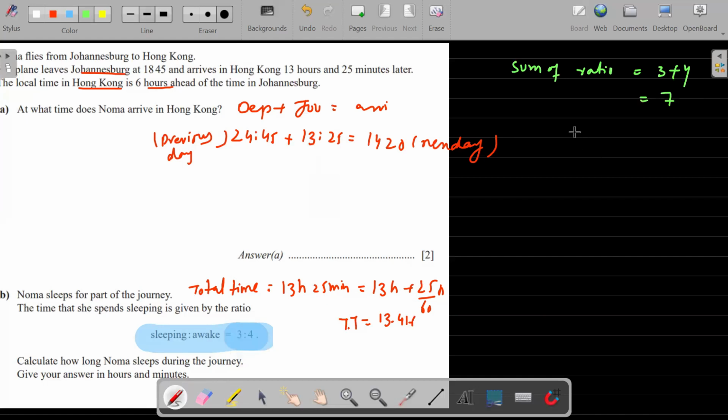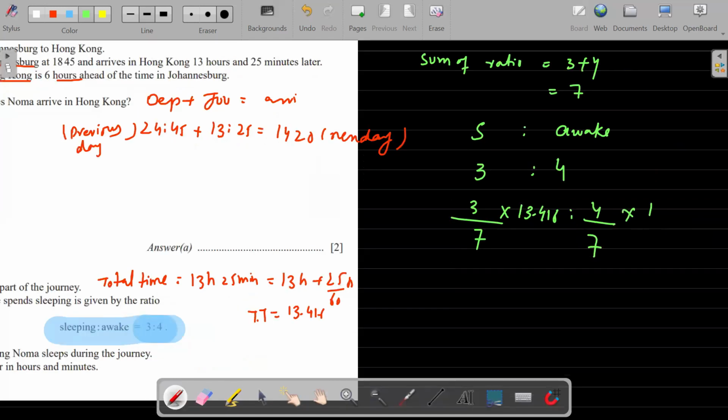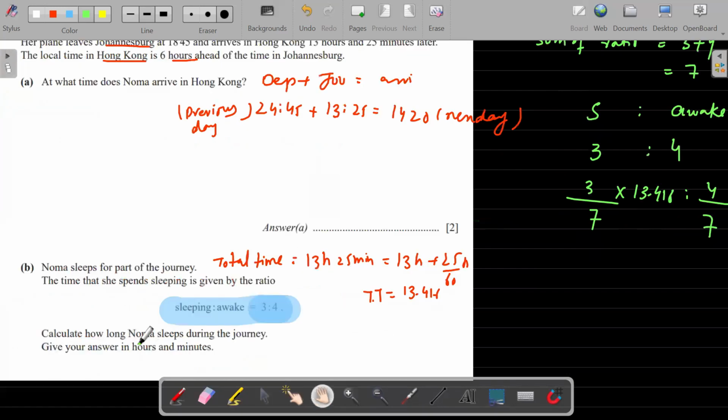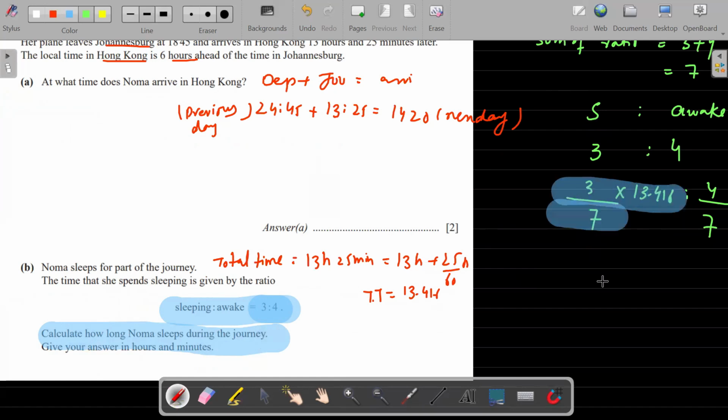Now, step number 2: divide each part of the ratio by the sum of the ratio, sleeping and awake, so it is 3 to 4, and multiply it by the total time, which is 13.416. Same way, 4 by 7 times 13.416. But our question says we are supposed to figure out the time for only this portion. We have no concern with the other portion. So our sleeping time will be 3 divided by 7 times the total time.